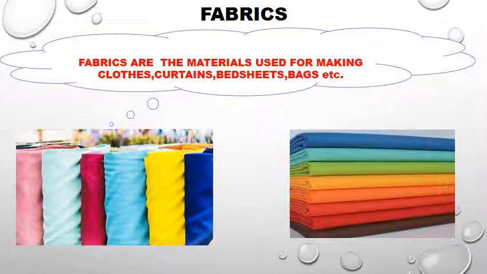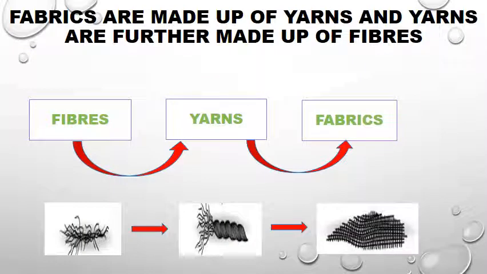See, whenever you visit a garment shop, you must have noticed bundles of clothes lying there. These bundles of clothes are called fabrics. These fabrics are stitched to get different items like clothes, curtains, bed sheets, bags, etc. Now, when we look at any fabric, it seems a continuous piece, isn't it? But actually, it is not.